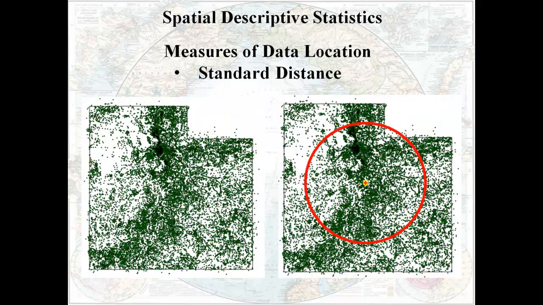Here we have Utah, and here we have standard distance. So if these points are normally spatially distributed, this circle is going to enclose about 68% of the total points. Two standard distances would go up to 95%, and that's the same as in traditional descriptives.